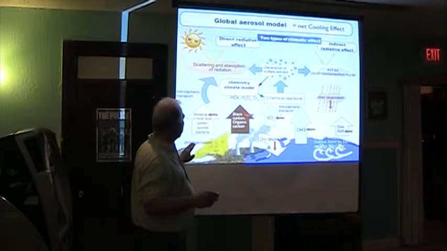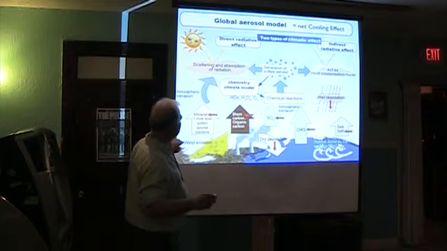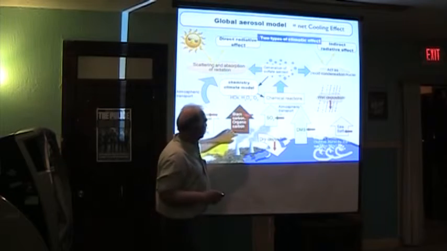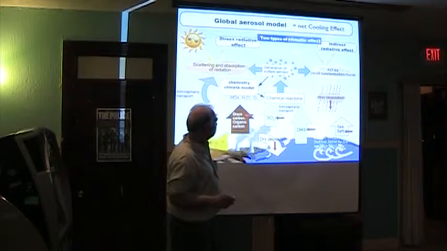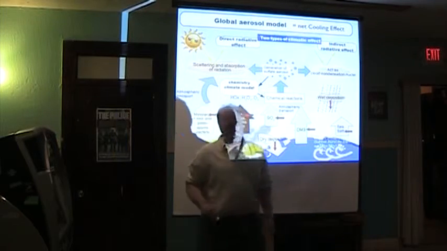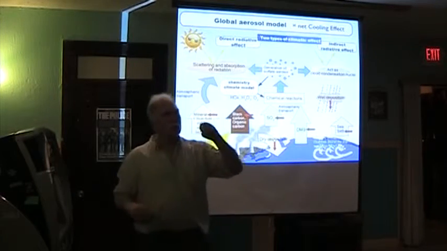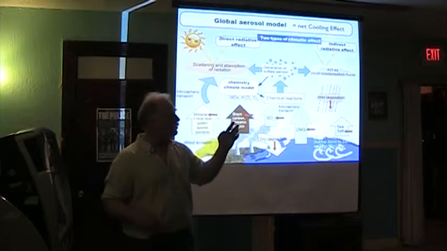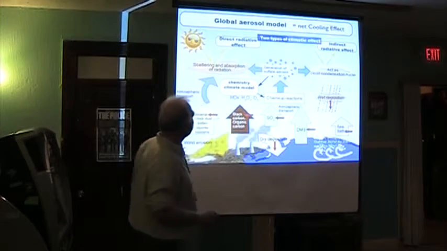Don't panic. These are the types of things that aerosolize. Mineral, rock dust, pollen, spores, bacteria, black carbon, organic carbon, say from power plants. We just talked about sulfur dioxide, dimethyl sulfide, and then sea salt. You see breaking waves of the ocean, little bubbles pop, and some salt spray goes up, and you end up with some salt in the air. So these are all the different types of aerosol.